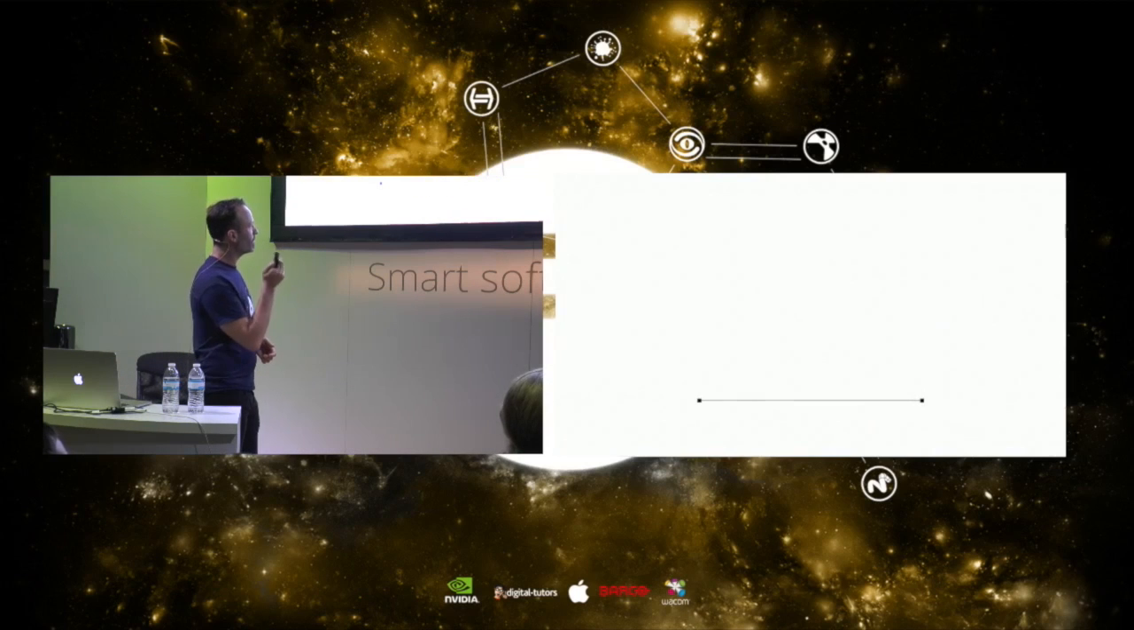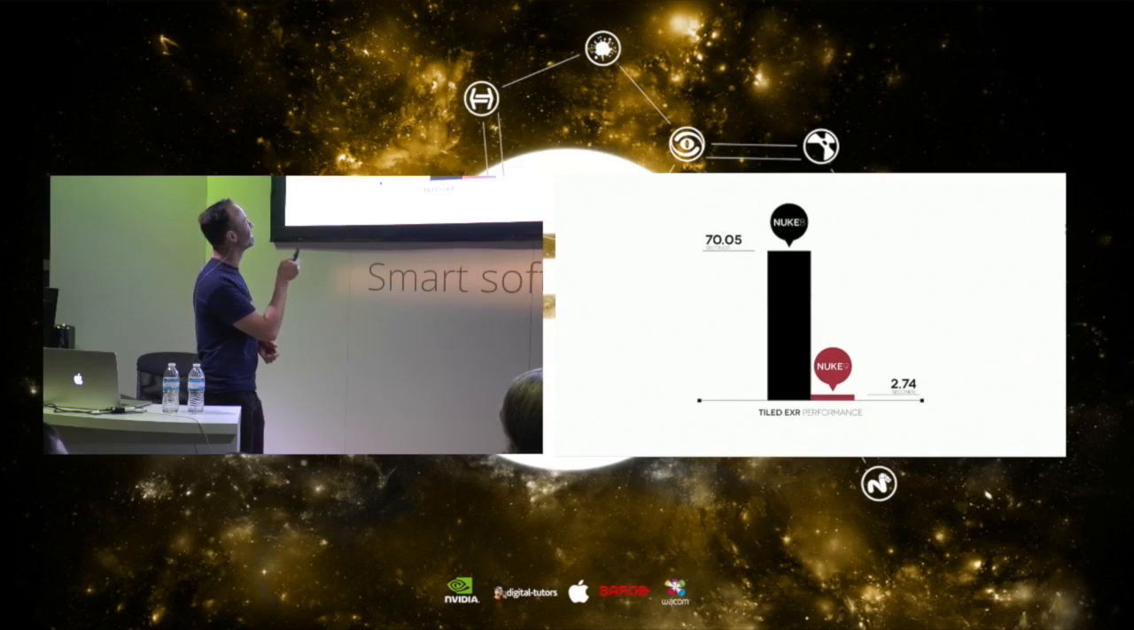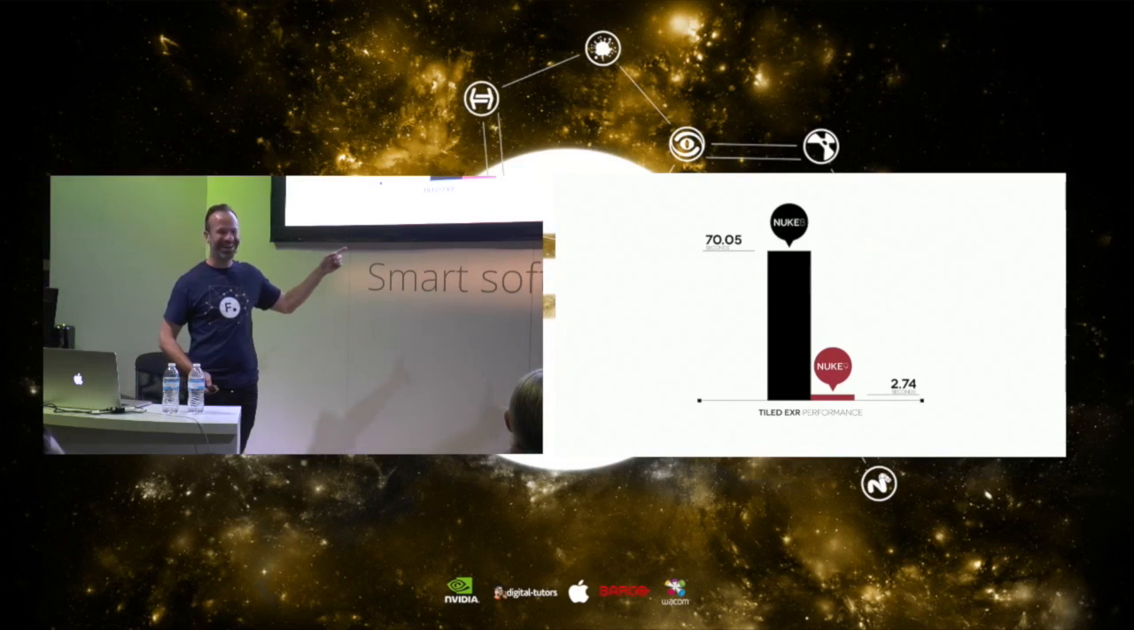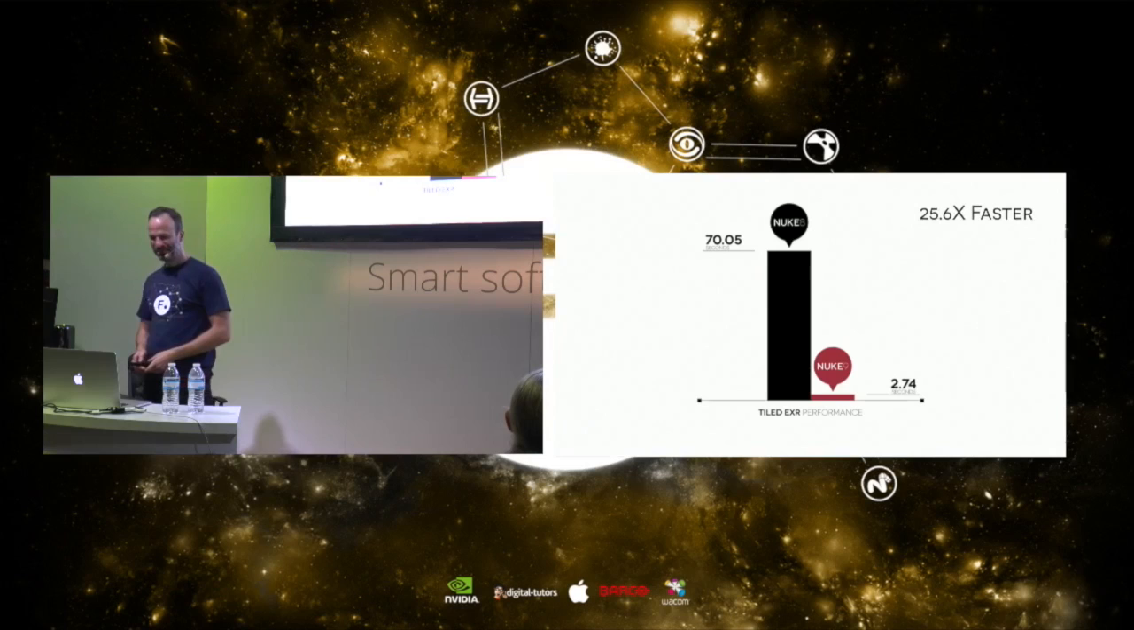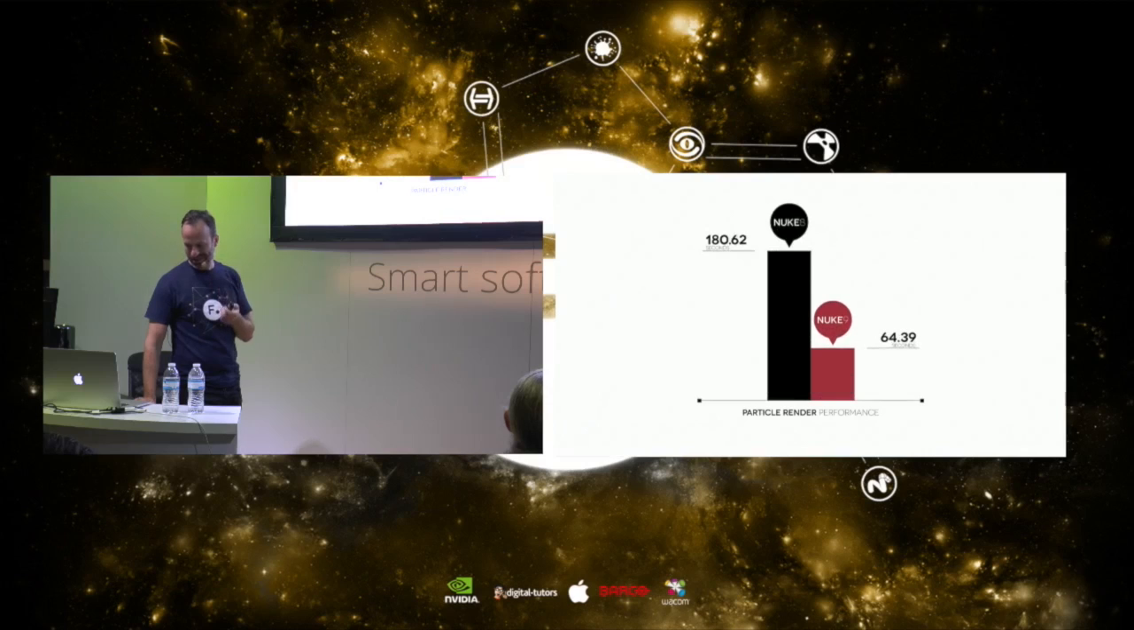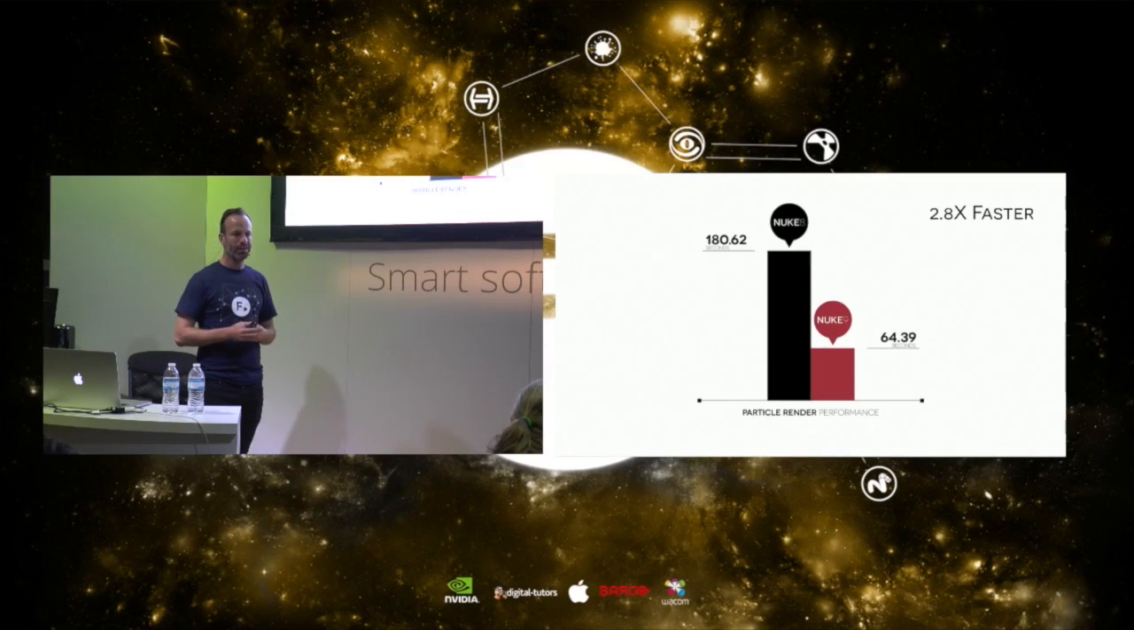And this is what I'm talking about, tiled EXR performance. Does anyone use tiled EXRs in Nuke? Probably not, because it's really slow. But it's not in Nuke 9. 25.6 times faster. Okay, so I think there's one more. Or maybe there's no more. Oh, particle render performance, yes. So this is on average a big particle thing with lots of overlapping particles, lots of geometry being rendered, 2.8 times faster.